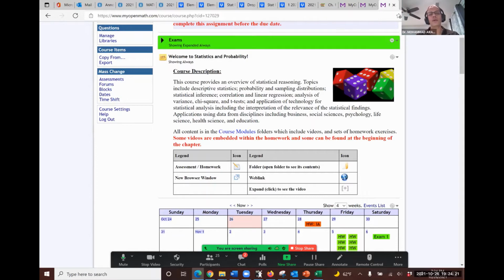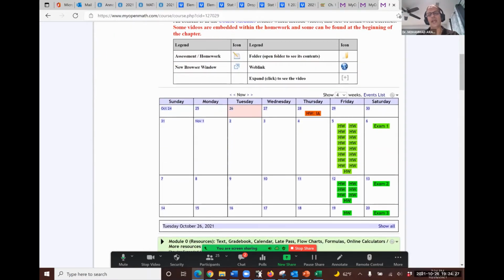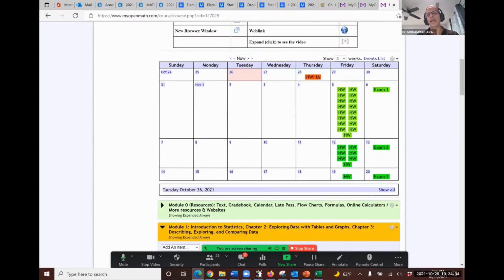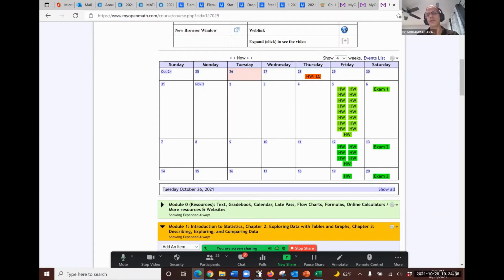Now, first, the course description. This course provides an overview of statistics. Then we have the calendar. I want you to pay attention to the calendar. The very first one, as you can see, is due in a couple of days. And then the first exam, look at the first exam, it's coming up in 2 weeks. And the day before that, everything is due.